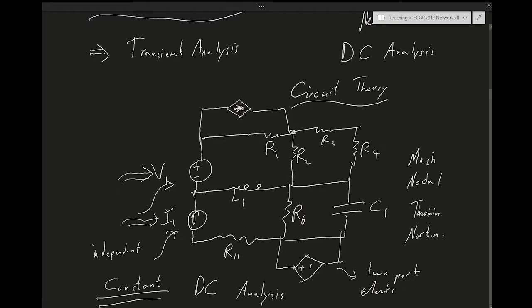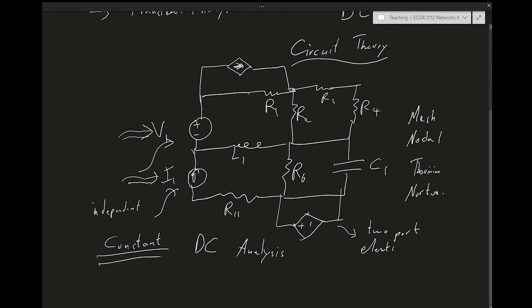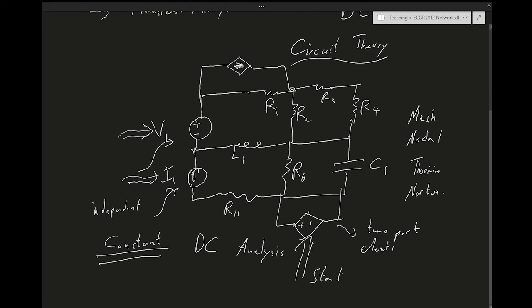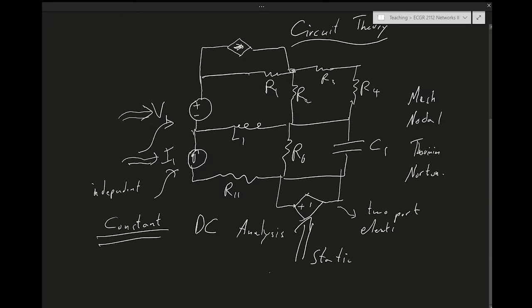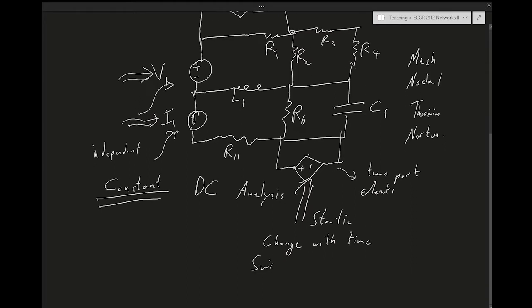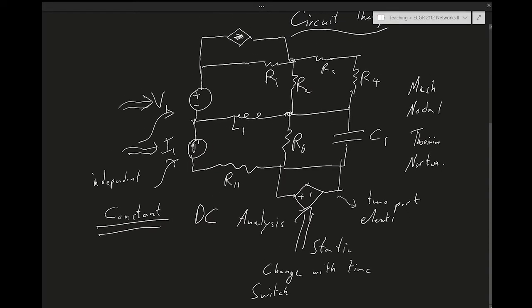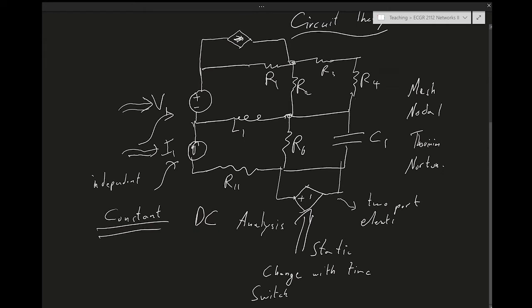That's one. And second, your circuit itself was static, meaning the circuit did not change with time. There was no switching in the circuit. There was no switch that moved from one place to the other. The circuit topology, so to speak, did not change with time. It remains static. The values of R or L or C did not change with time. The gains of the dependent sources did not change with time. The sources themselves did not change with time.